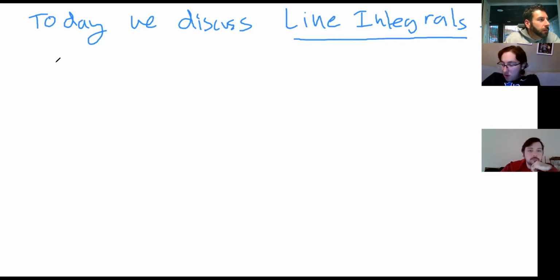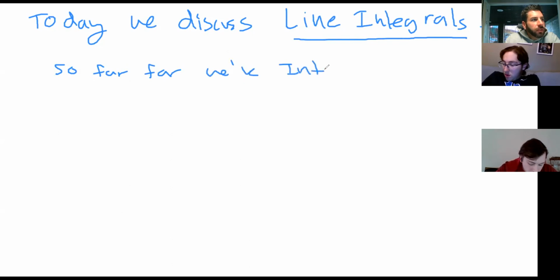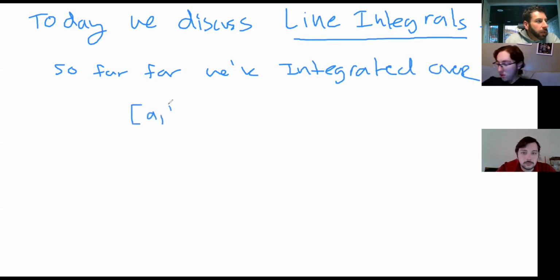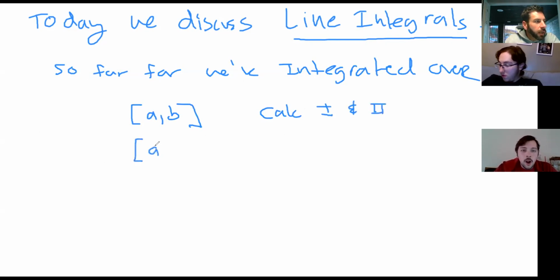So here's what we've integrated over. We've integrated over an interval. This was Calc 1. Then we decided we're going to integrate over an unbounded interval. This was Calc 2. We did this.